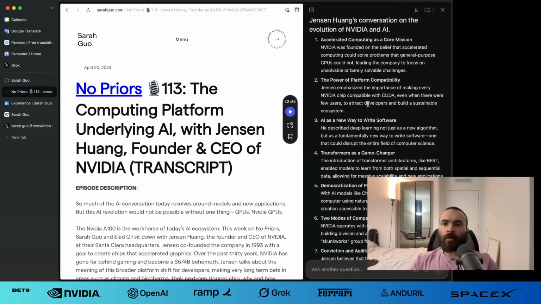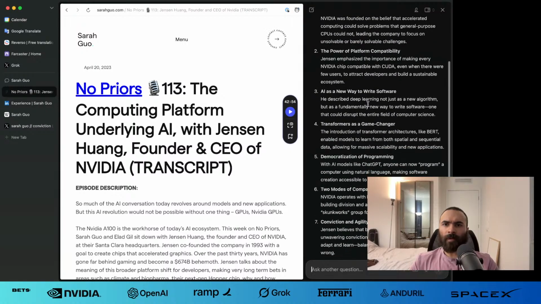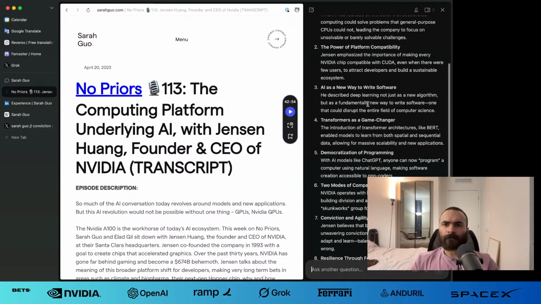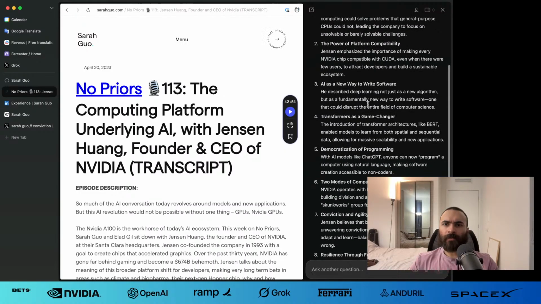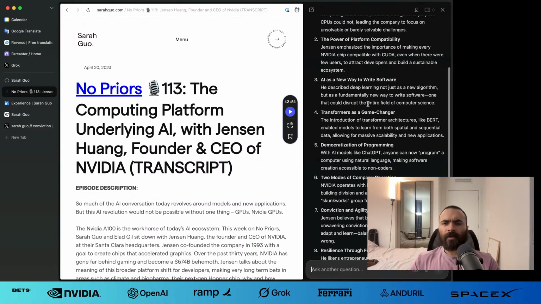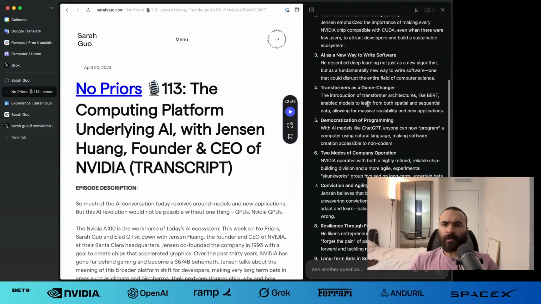Accelerated computing as a core mission. NVIDIA was founded on the belief that accelerated computing could solve problems that general purpose CPUs could not, leading the company to focus on unsolvable or barely solvable challenges. The power of platform compatibility. Jensen emphasized the importance of making every NVIDIA chip compatible with CUDA, even when there were few users, to attract developers and build a sustainable ecosystem.